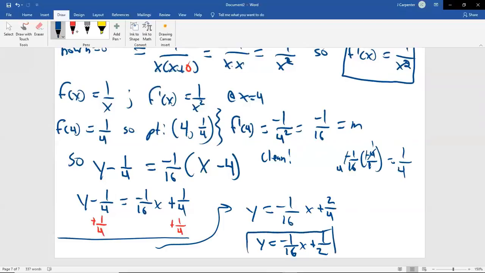And that is our tangent line, but only at x equals 4. If you want to do it at x equals 3, you've got to plug 3 into the function, which would be 1/3, plug it into the derivative, which would be negative 1/9, and then do the same equation.